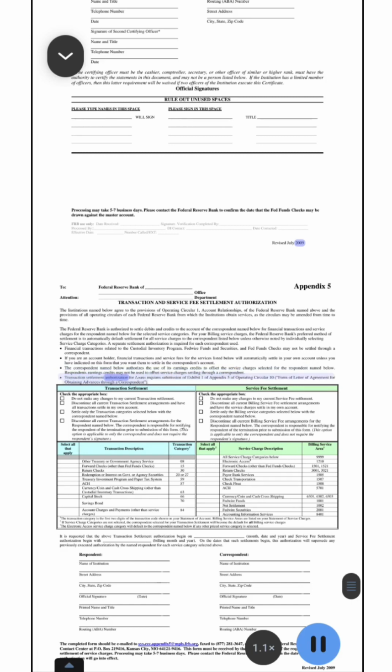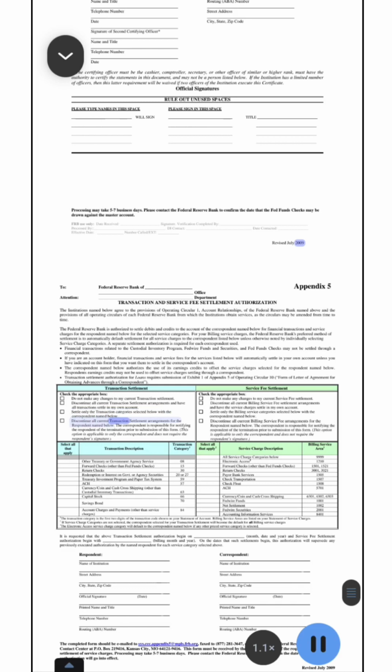Transaction settlement authorization for loans requires submission of Exhibit 1 of Appendix 5 of Operating Circular 10, Form of letter of agreement for obtaining advances through a correspondent. Transaction settlement, service fee settlement. Check the appropriate box. Do not make any changes to my current transaction settlement. Discontinue all current transaction settlement arrangements and have all transactions settle in my own account. Settle only the transaction categories selected below with the correspondent named below.